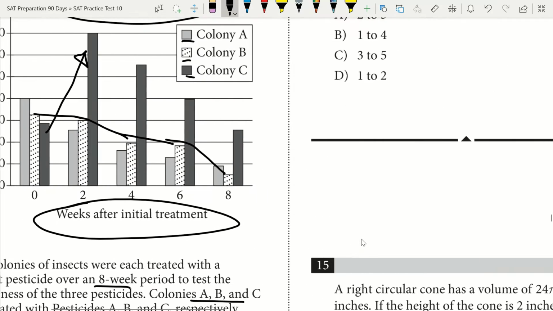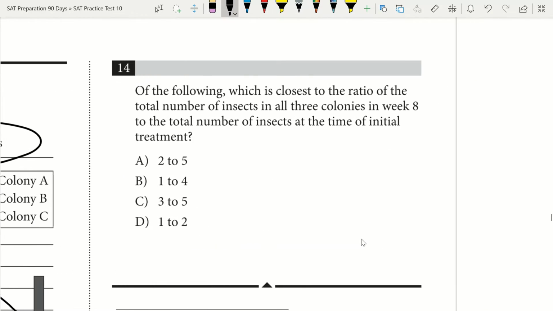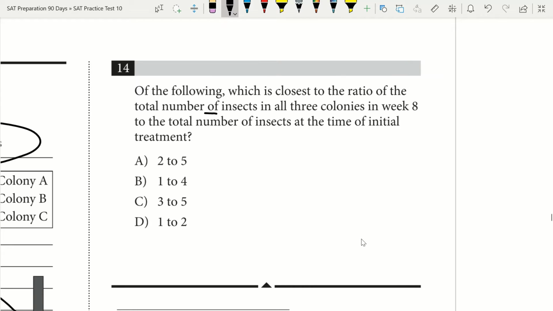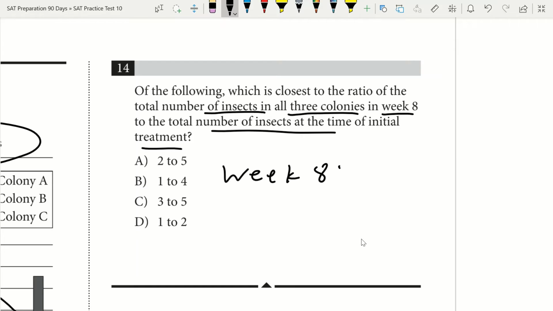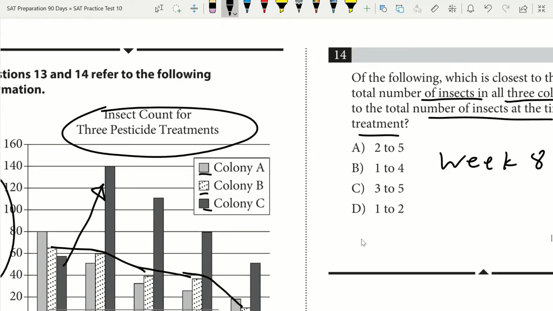All right, next thing I've got is question 14. Of the following, which is closest to the ratio of the total number of insects in all 3 colonies in week 8 to the total number of insects at the initial time of treatment? Okay, so week 8 is going to be my left number, my total number of insects in week 8. And the right side of my ratio is going to have to be those at the initial time of treatment. So week 8 versus initial. Okay, keep in mind this is the total of all 3 colonies.